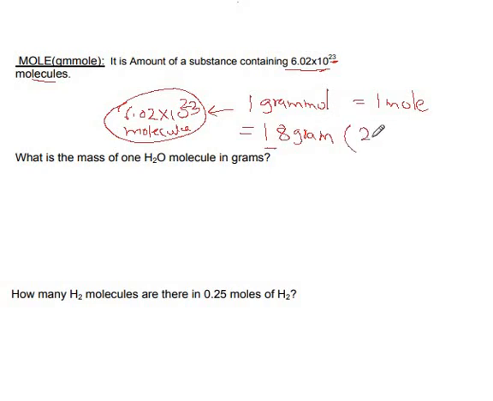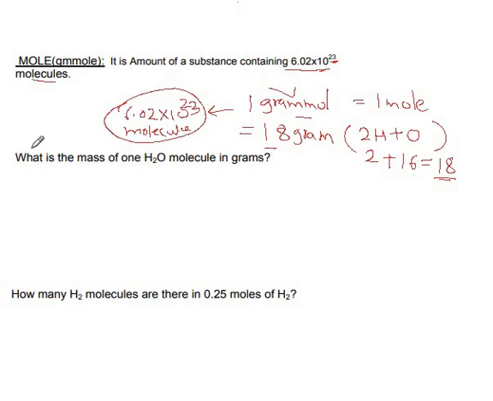Water means what? 2 hydrogen and 1 oxygen. 2 hydrogen, atomic weight 1, so 2 into 1 is 2. Oxygen atomic weight 16, so you get 18. So when 18 grams of water is there, it is called 1 gram mole of water, and that is nothing but this much number of molecules of water.